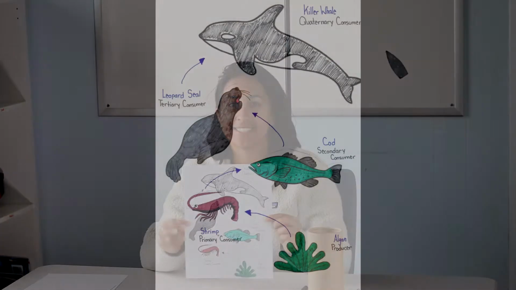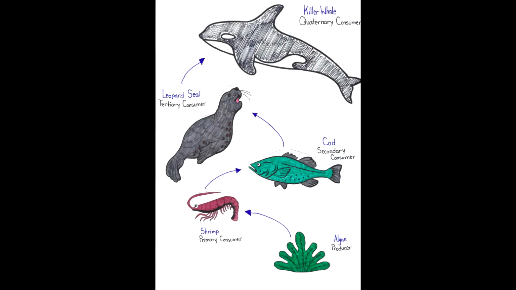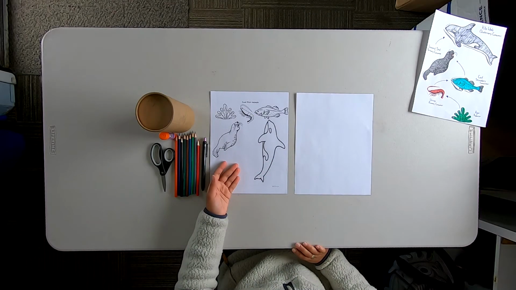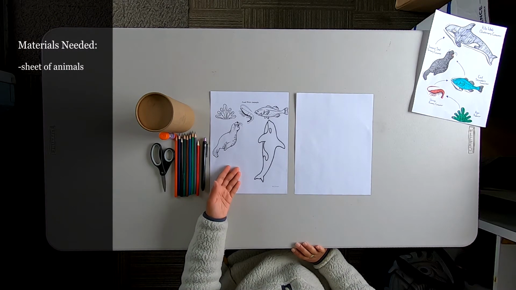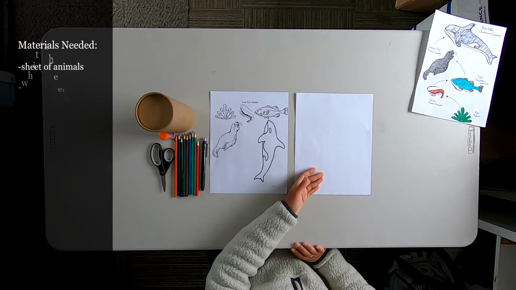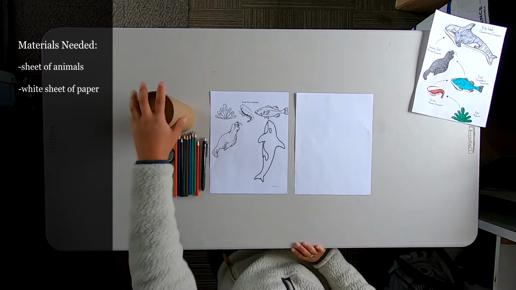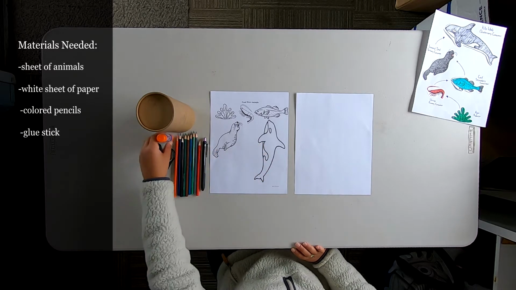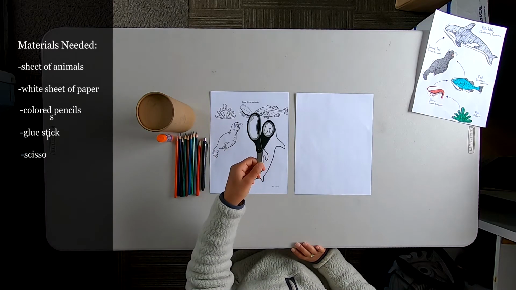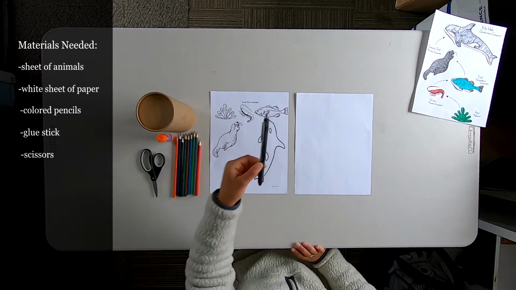My name's Jasmine, and today we're going to be making a food chain. Looks like this. For this activity, you're going to want to download the sheet of animals that we have at piersparksailing.org/OSAS. You'll want a plain white sheet of paper, some colored pencils, a glue stick, a pair of scissors, and a pen.